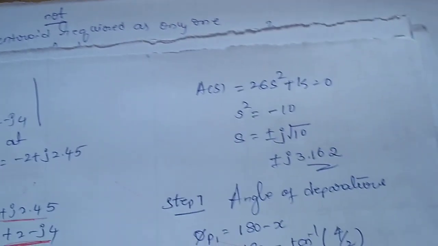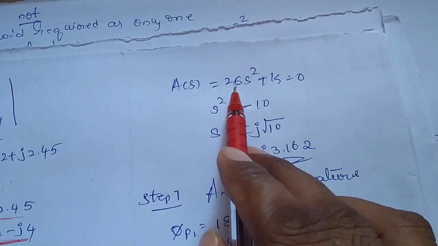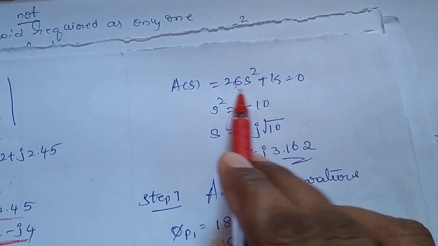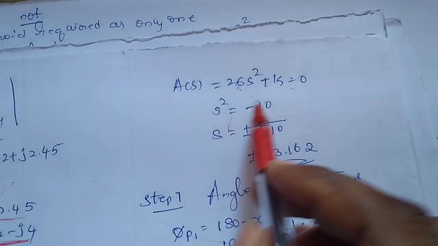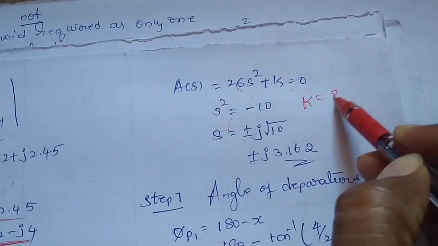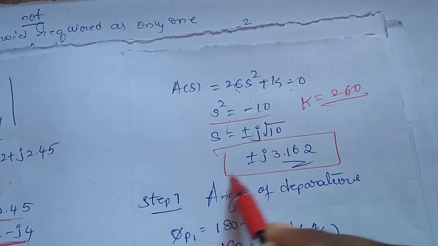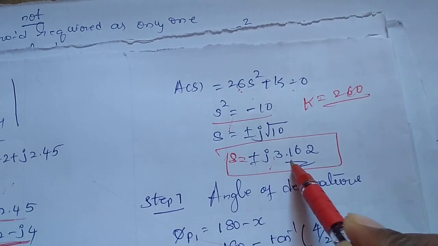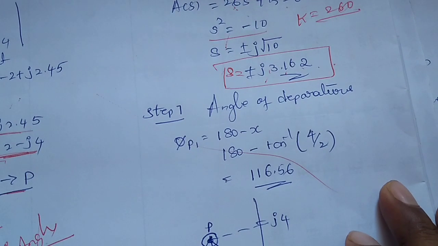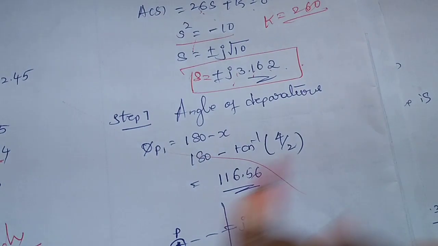So that will be calculated here, A of s equal to 26s square plus k. So put k value, k equal to 260, then we will get s. So therefore s equal to plus or minus j 3.162. Then you have to find the angle of departure.